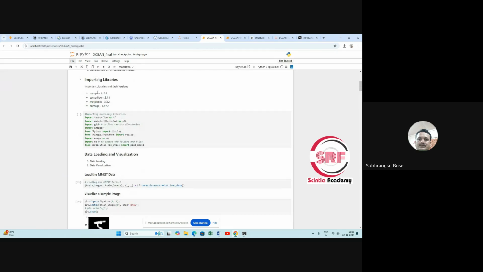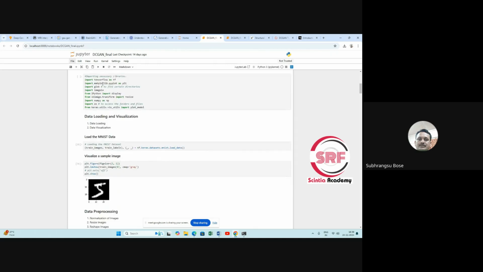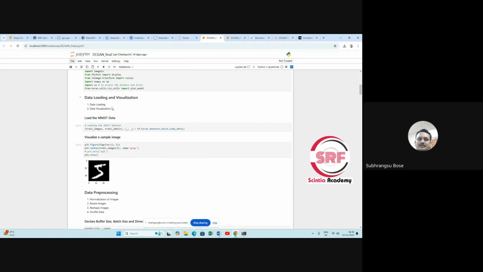We need libraries: NumPy, TensorFlow, Matplotlib, and Scikit. Basically using TensorFlow. Import TensorFlow, import Matplotlib pyplot, glob, and skimage for transforming and resizing images. Import resize, NumPy, and so on, so all the data will be analyzed. Basically, all libraries from the Keras utilities.